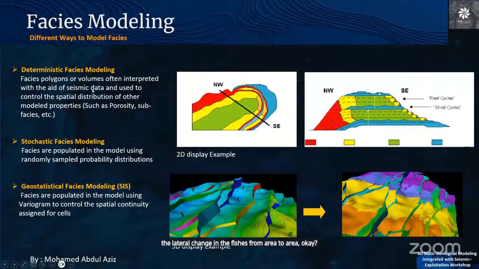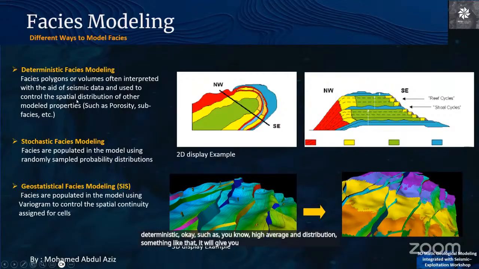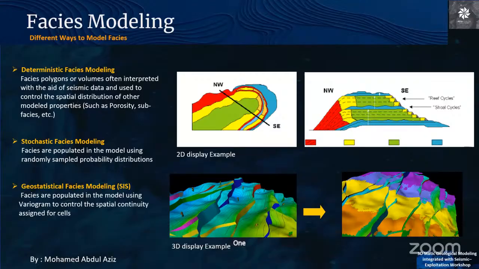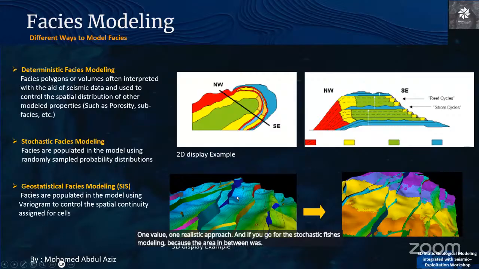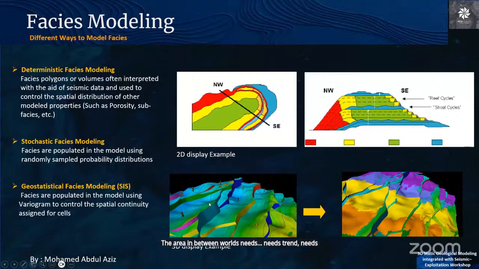So if you go for deterministic, okay, such as height, average, and distribution, something like that, it will give you one realistic approach. And if you go for the stochastic facies modeling, because the area in between wells needs a trend, needs an algorithm to understand. But this algorithm and this technique should match the geological sense, as I mentioned to you.